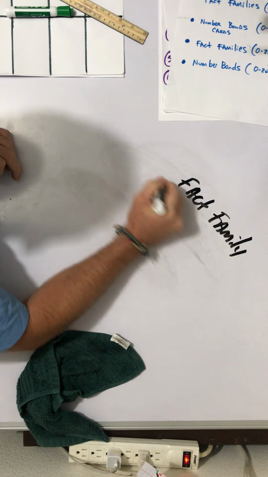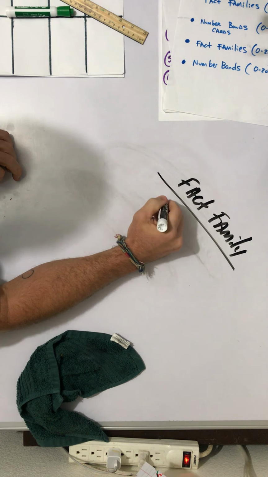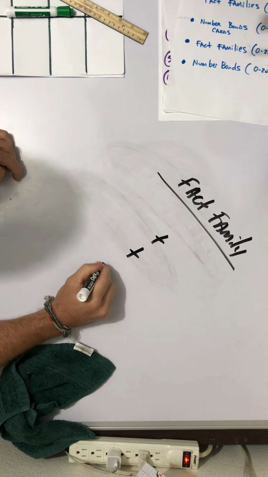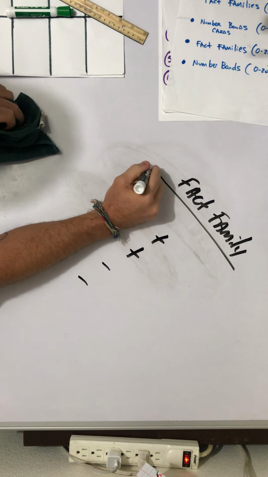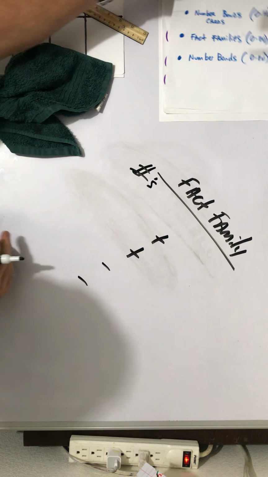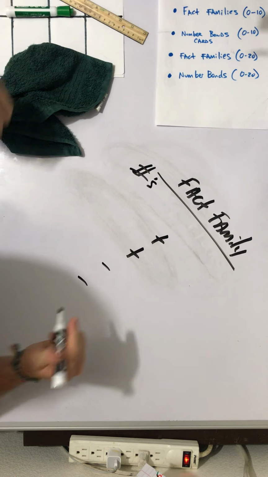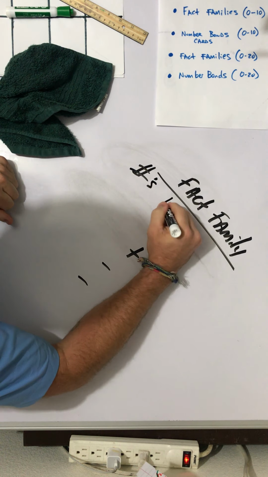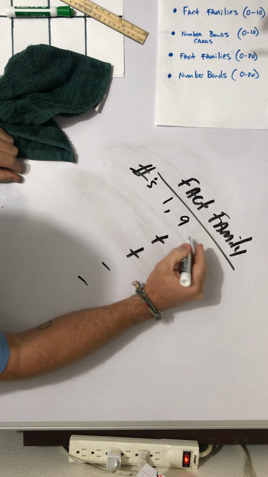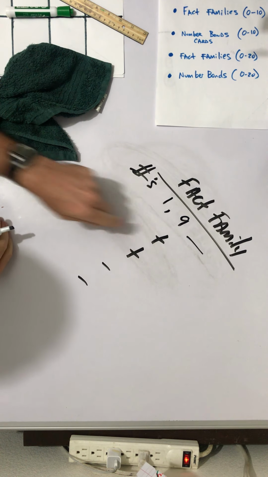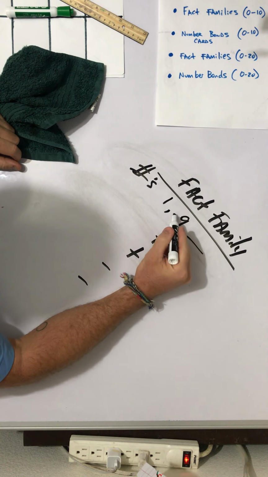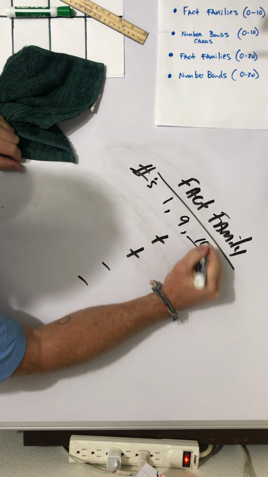A fact family is going to have 2 addition and 2 subtraction facts. You're always going to start with 2 numbers. Okay, so if we're working on numbers from 0 through 10, let's start with 2 numbers. I'm going to go with 1 and 9. The key to find the third number, you start with 2, you need to add those 2 numbers together. The third number is going to be 1 plus 9, so the third number is going to be 10.